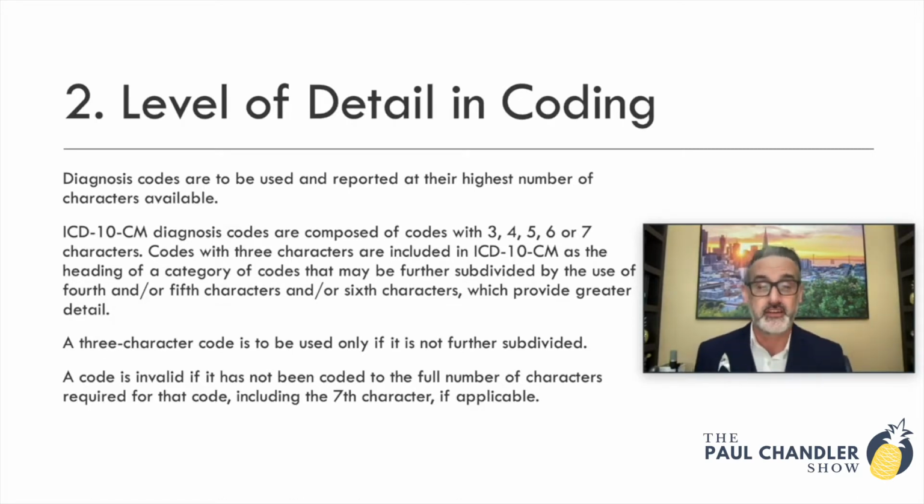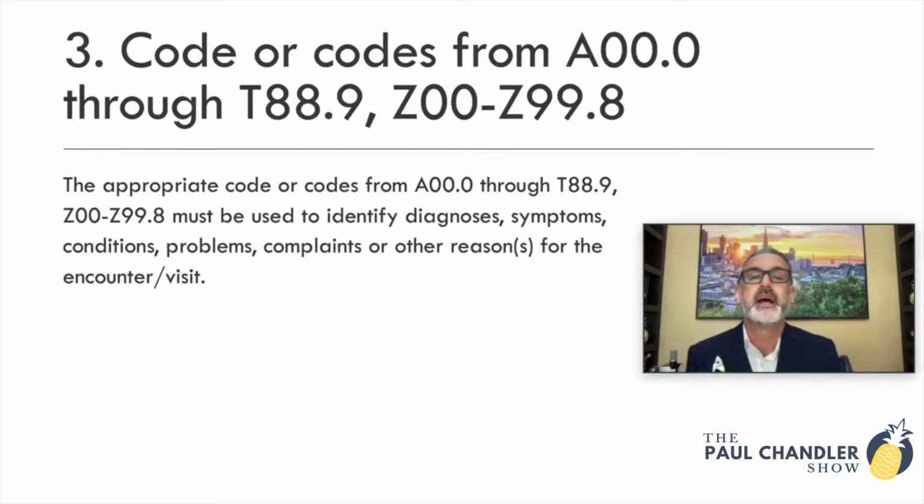We need additional characters to be able to build up to that full code that we need. And then part number 3 here discusses the codes from A00.0 through T88.9 and Z00 through Z99.8. Those codes must be used to identify the diagnosis, symptoms, conditions, problems, complaints, and/or other reasons for the encounter visit. So simply put, we just choose the correct diagnosis code in those categories, in the ranges there, for whatever the patient is being seen for that particular encounter.